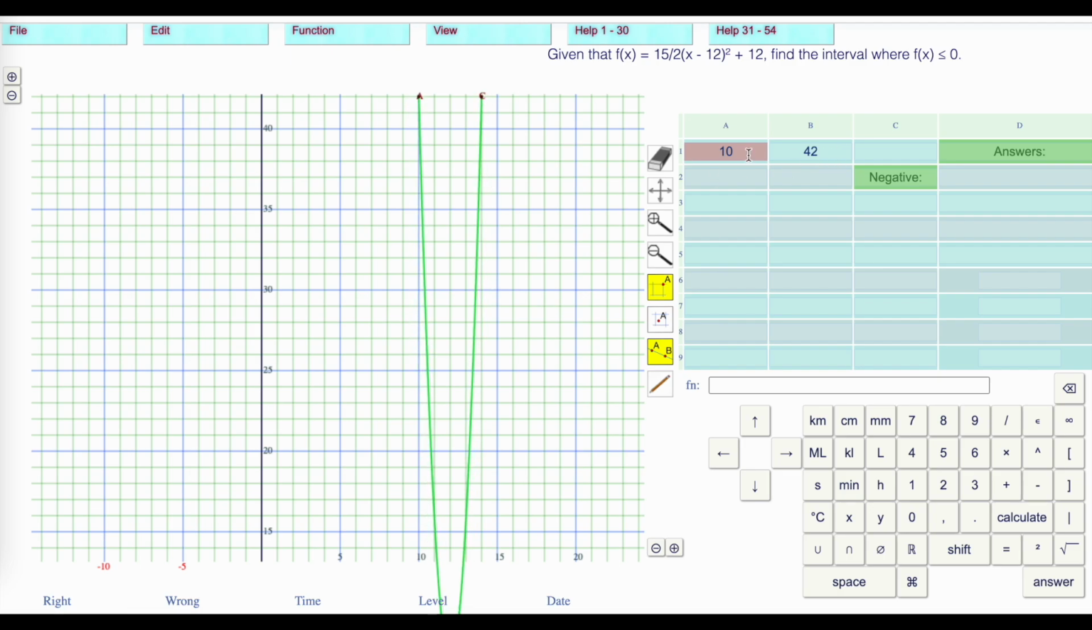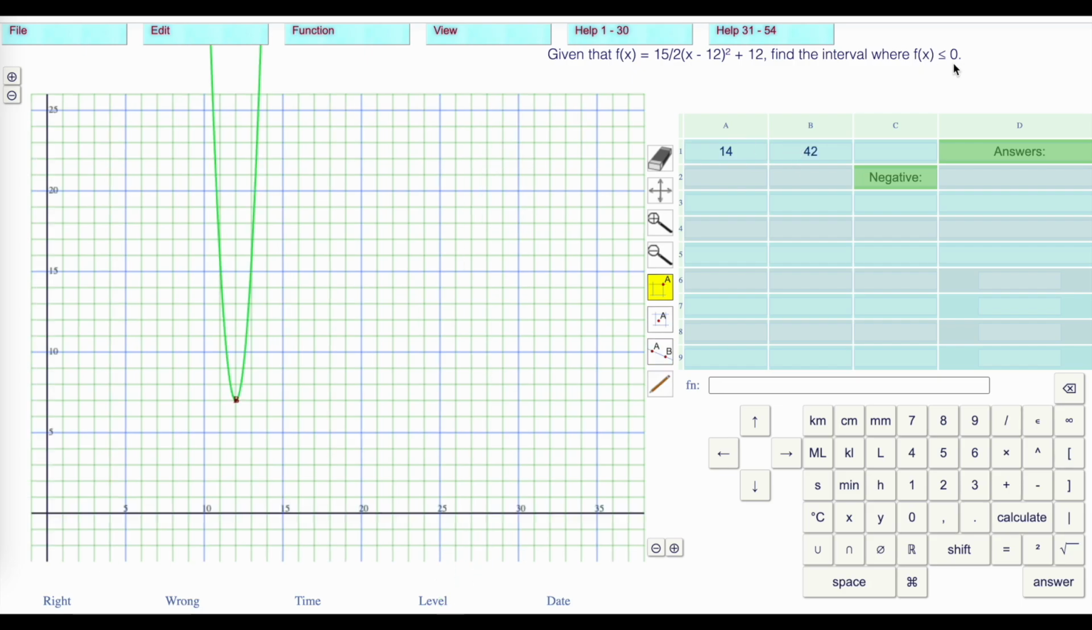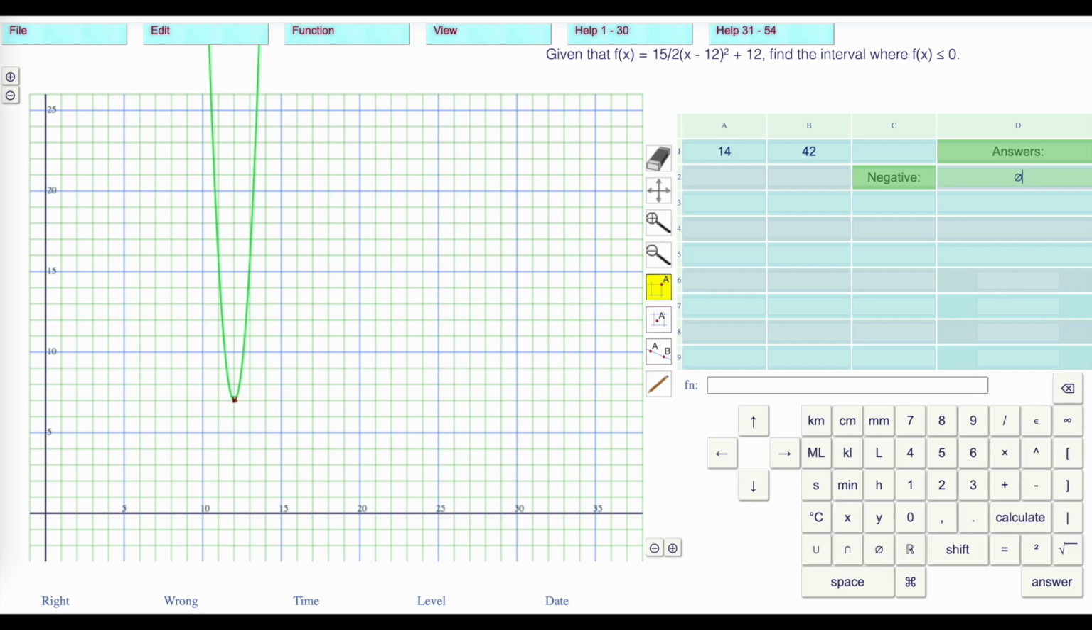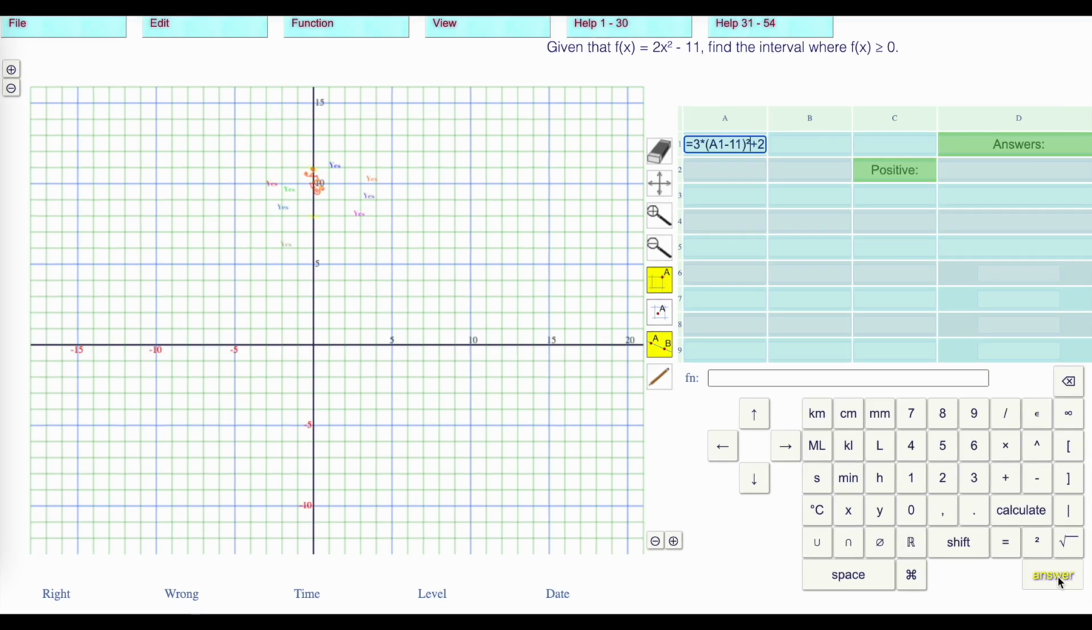14 should also give us 42. 13 gives 19.5, and 14 gives us 42. We're asking, when is it negative? Well, notice it's never negative. So we're just going to put null set like that, and then press answer to see if we're right.